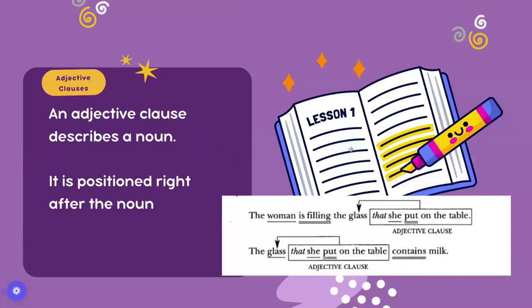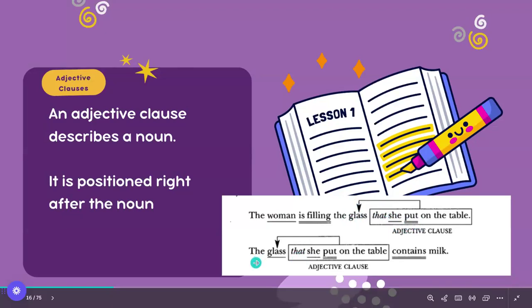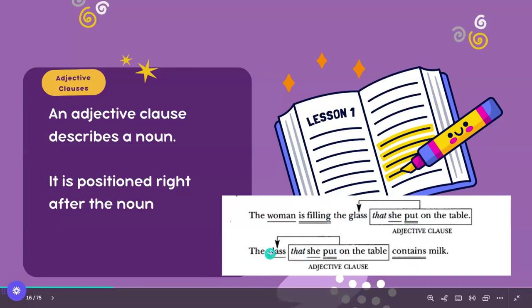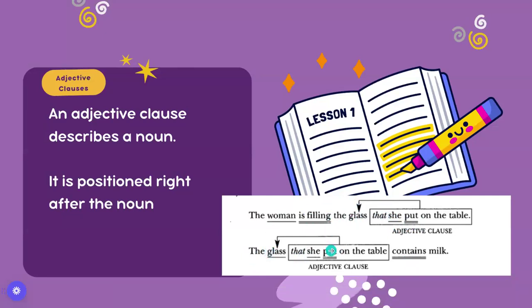We can also encounter adjective clauses. Now, adjective clauses describe nouns. So because it's describing a noun, it's right after a noun, like this one. The woman is filling the glass that she put on the table. I have a noun here and right away an adjective clause. Or I have this example. The glass that she put on the table contains milk. I have glass and right after, the adjective clause.